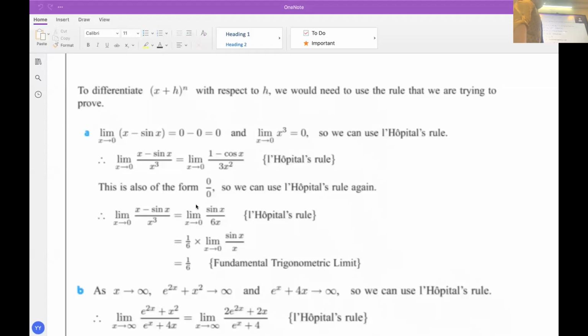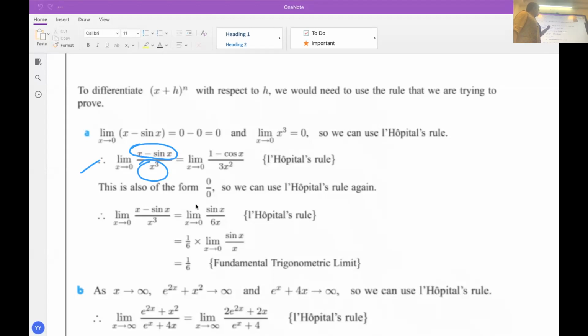So here, when you're finding the limit of (x minus sin x) upon x cube, we first check whether it is coming as 0 by 0 or not. If you plug in x as 0, this is 0 upon 0, which is the perfect form to apply the L'Hopital rule.